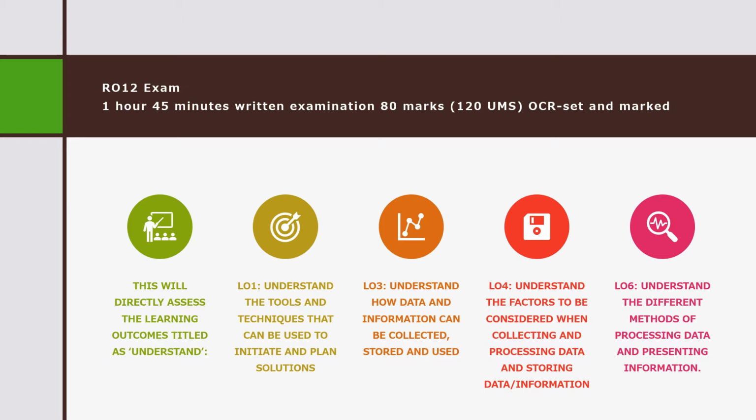LO6, which is the final learning objective within the specification you'll be assessed on, is understanding the different methods of processing data and presenting information. So how do you take raw data, just numbers, facts and figures, and present it in a way that's suitable for a client? You will not be assessed in this exam on LO2, LO5 or LO7. So there is no need to revise the content from the specification on these learning objectives.